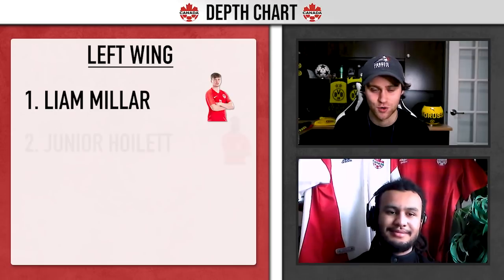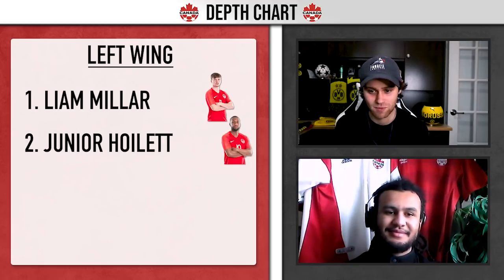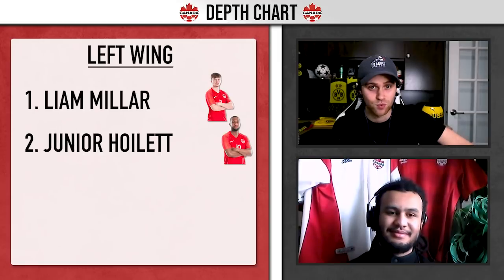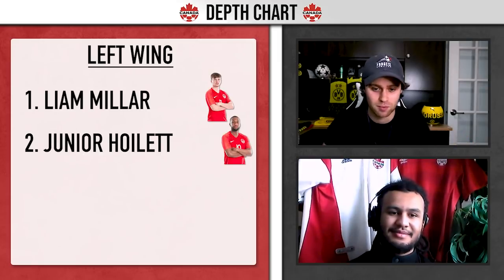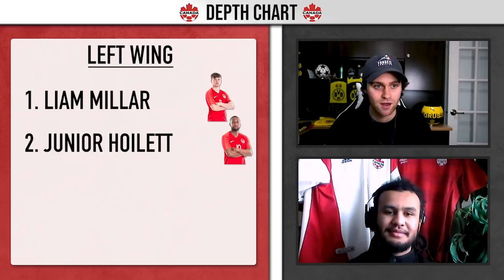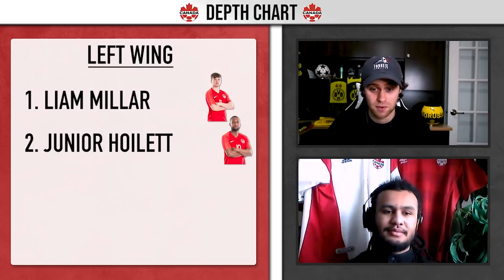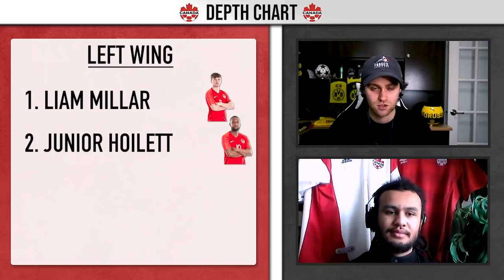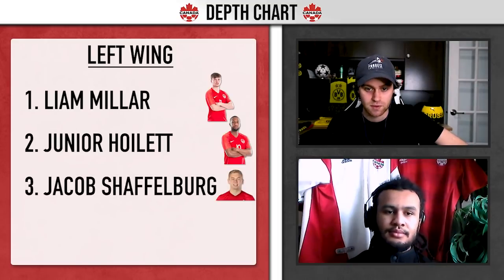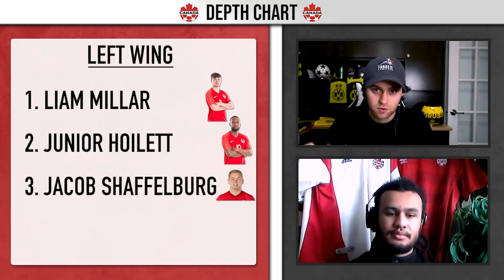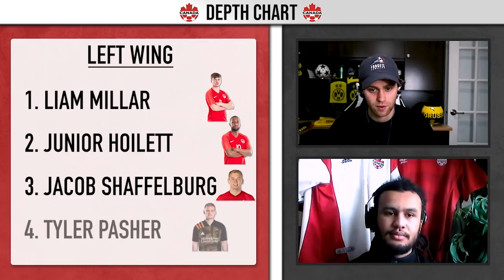The old guard as well, Junior Hoylett, who can play on either wing. He came back with Reading, scored a beautiful goal, got a brace at the weekend as well. So good to see him there. He'll be experienced. In my opinion, he is very good also in that two-striker system up front, playing a little bit behind David or Larin, whoever it may be. And we have Schaffelberg, who I think is taking a big step in himself. And then a player a lot of people forget about is Tyler Pasher as well, to round it off.